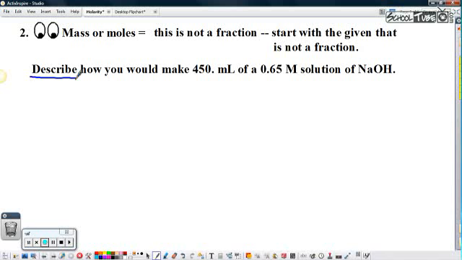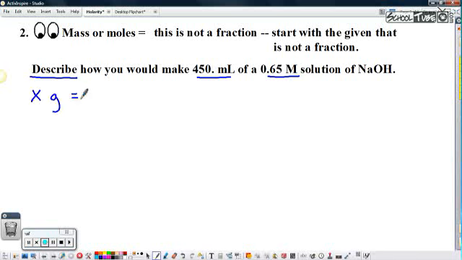So let's talk about what we know. We know a volume and we know a molarity. So we're either looking for moles or grams because it's always volume, molarity, moles or grams. Well, I either need moles or grams. If I'm going to describe how to make it, I need grams. So I'm looking for grams.